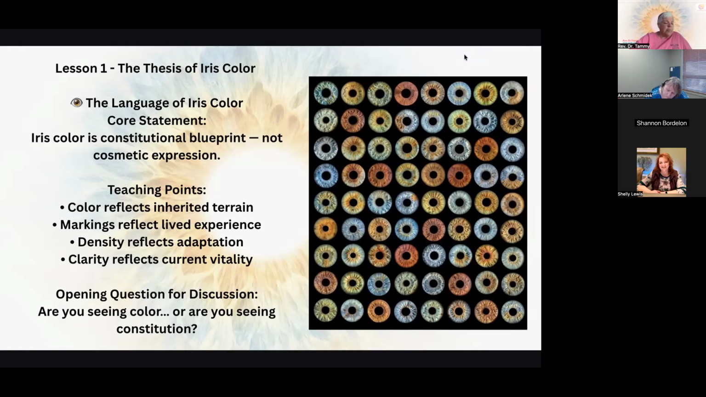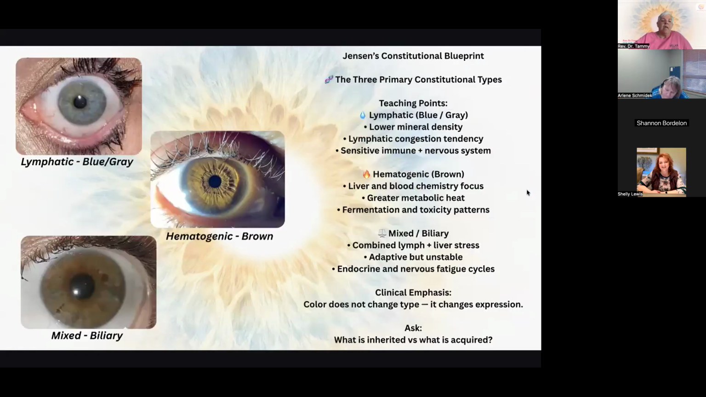So the very opening discussion question is, are you seeing color? Are you seeing constitution? Or are you seeing deposits in the iris color because of what their life terrain story has been?